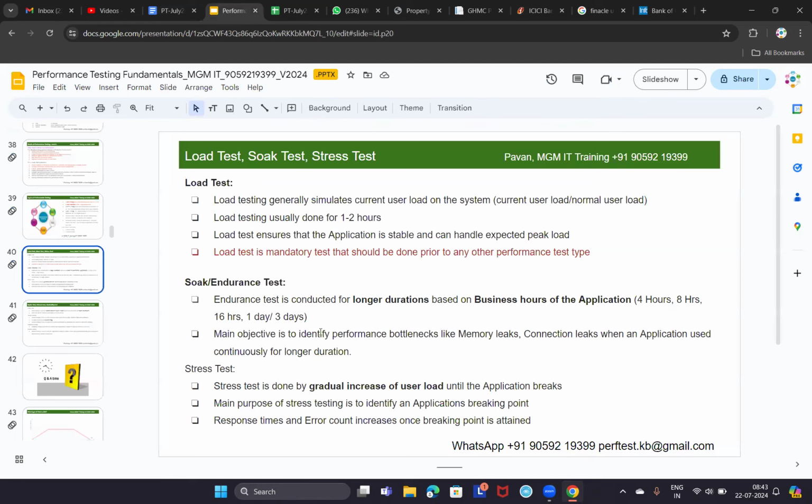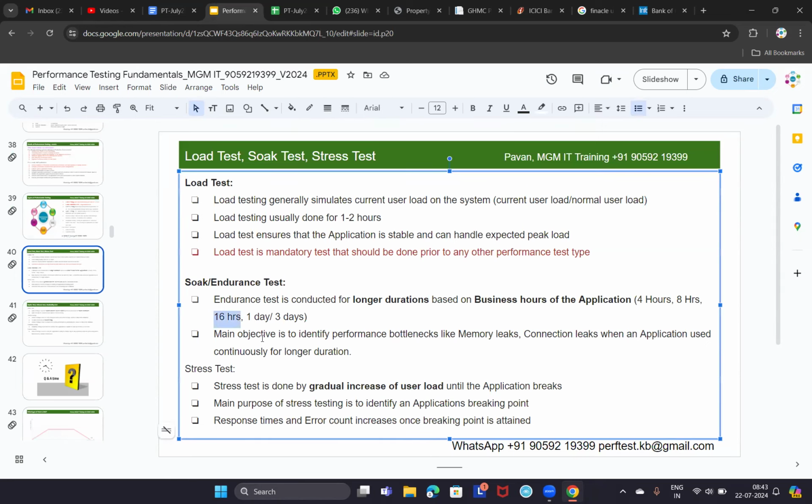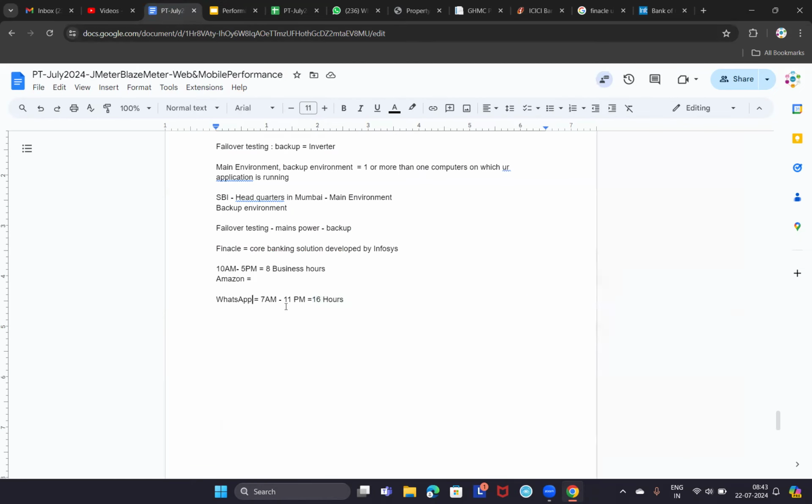So if you want to do soak or endurance testing for a WhatsApp kind of application, you need to do it for at least 16 hours, isn't it? Right? And WhatsApp or Insta, you can take WhatsApp or Insta also, isn't it?